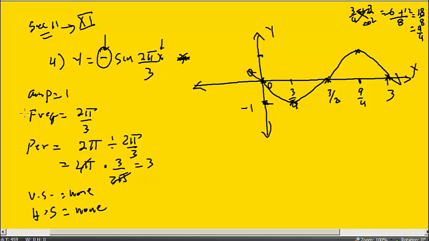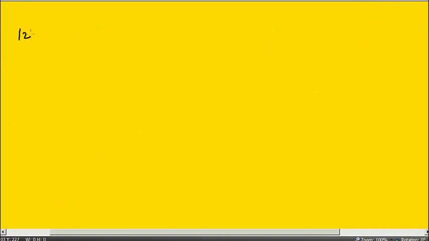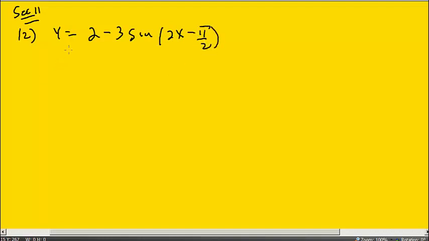That's it. Alright, let's do a harder one. Number 12, and this is section number 11. Alright, number 12, you're given y is equal to 2 minus 3 sine of 2x minus pi over 2. Okay, so I like to write the 2 in the back, so I'm going to rewrite this. It'd be negative 3.